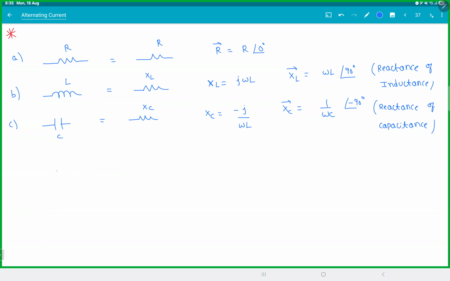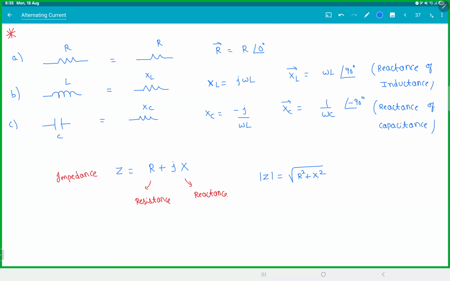This is called impedance. Z, which is R plus JX. R is your resistance of a circuit. X is the reactance of the circuit. So instead of saying R equivalent, we will call it impedance, which is a combination of both resistance and reactance. Mod Z will be root over R square plus X square.